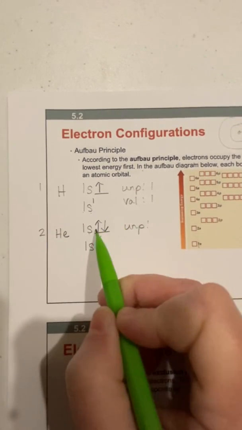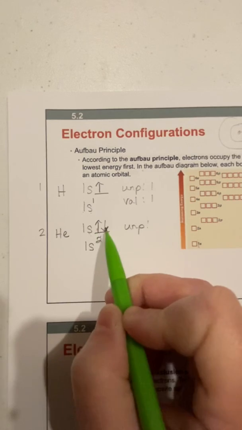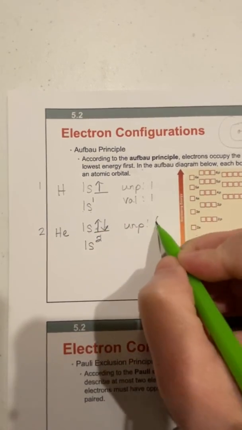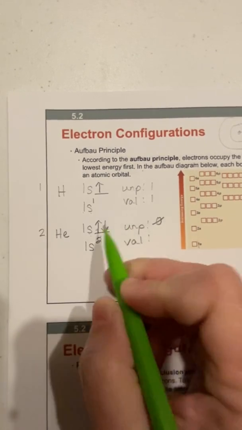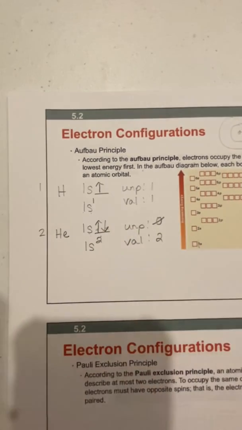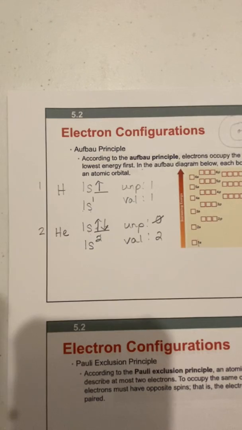Unpaired for this one, well, when they're up and down like that, that means they're paired up. So I actually have 0 unpaired on this one. Now valence, those are the 2 valence. There's 2 valence electrons for that one.